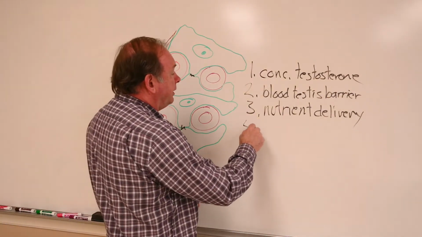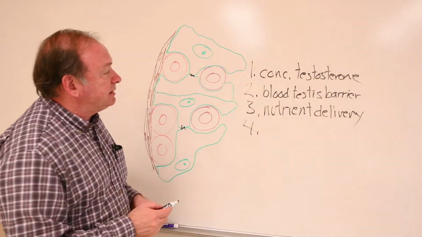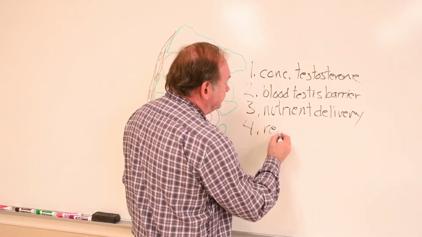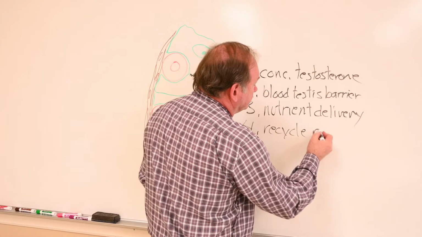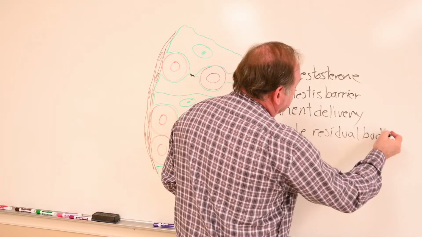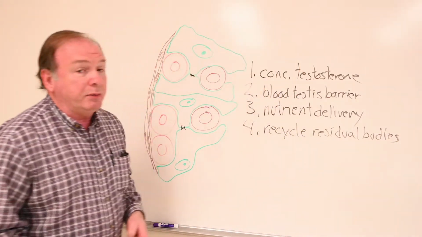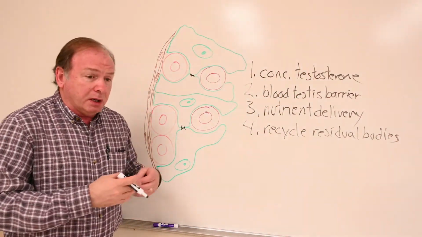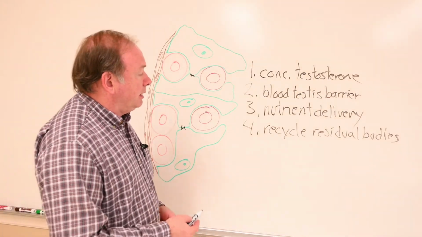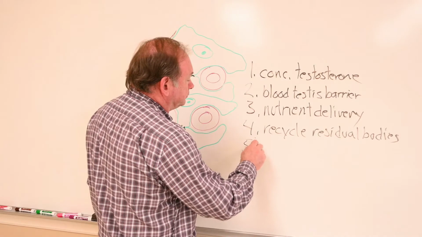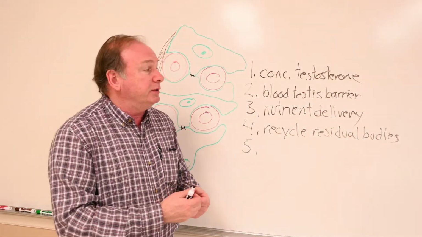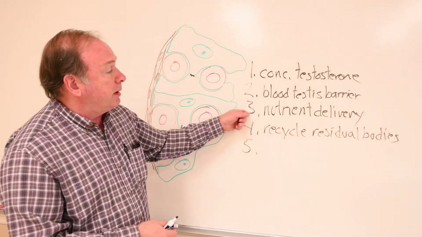Number 4, another function of the Sertoli cell is recycling residual bodies. We talked about residual bodies earlier, how there's cytoplasm sloughed off of spermatids as they become spermatozoa. So all of that cytoplasm, the nutrients and materials in there can be recycled and become part of that nutrient delivery.